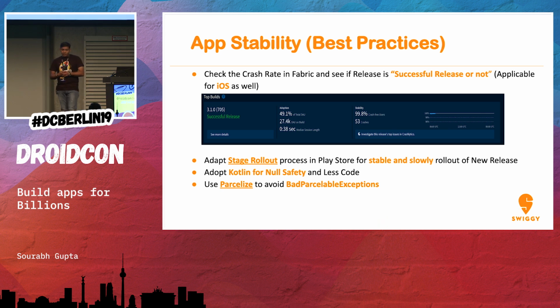Use Parcelize. In our case, we figured out many exceptions were coming due to bad parcelize exceptions. We didn't have any way to figure out if developers were correctly doing the parcelization, read and write. We started using a library, Parcelize, which helps us with that. If you use the Parcelize annotation, it by default handles the read and write for you for the parcel-level operations. By adopting it, we have seen a serious reduction in bad parcel-level exceptions in the production build.